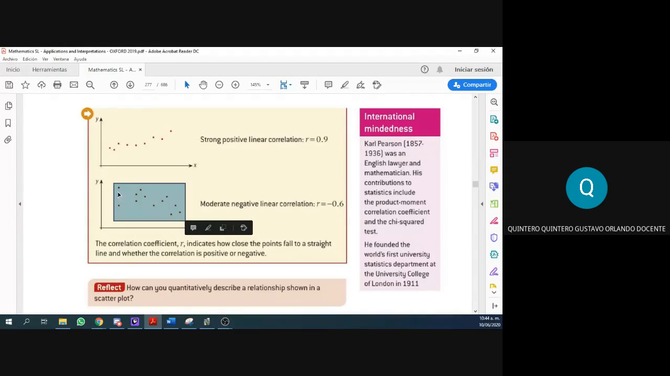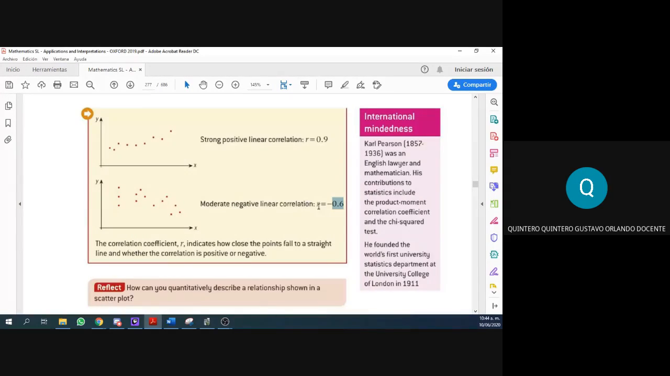Just because of the drawing, it looks like this is going down. So it is negative, right? The points are behaving in a decreasing way, going down. So you have a negative correlation. But the value is 0.6.